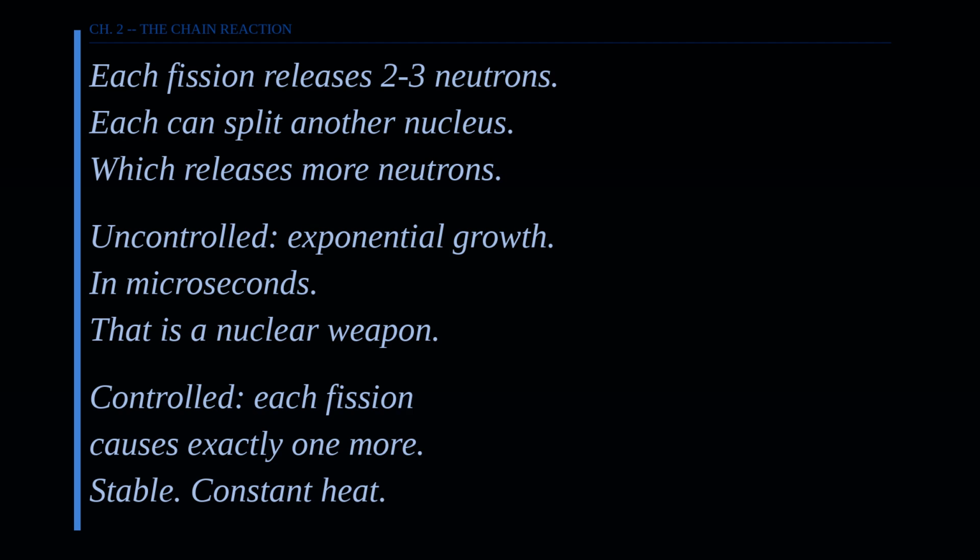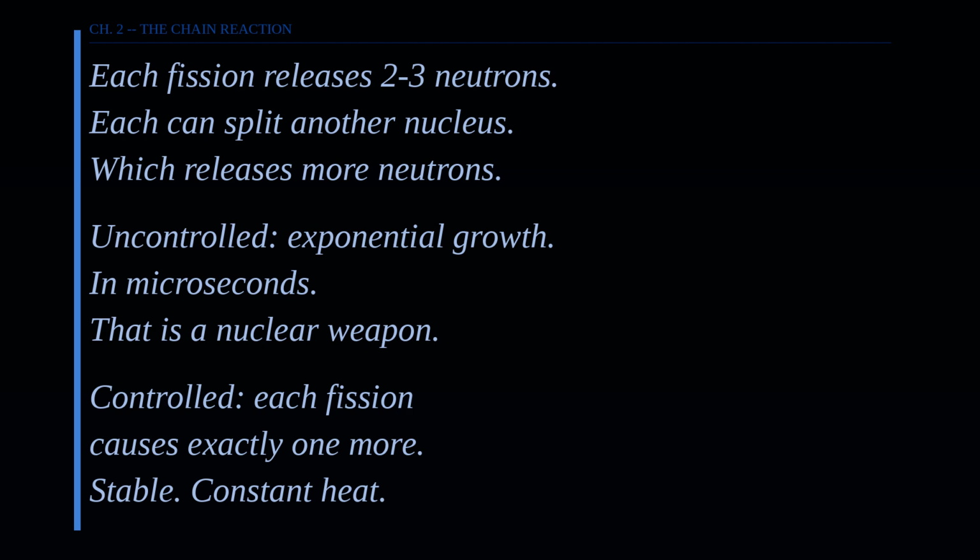In a nuclear reactor, the factor is maintained at almost exactly 1. Each fission causes, on average, 1 more fission, not 2, not 0.8. 1. The reaction proceeds at a steady rate, releasing a constant amount of heat, which boils a constant amount of water. This is called a critical chain reaction. Getting from supercritical to critical, getting from exponential to steady, requires slowing the neutrons down and absorbing some of them.